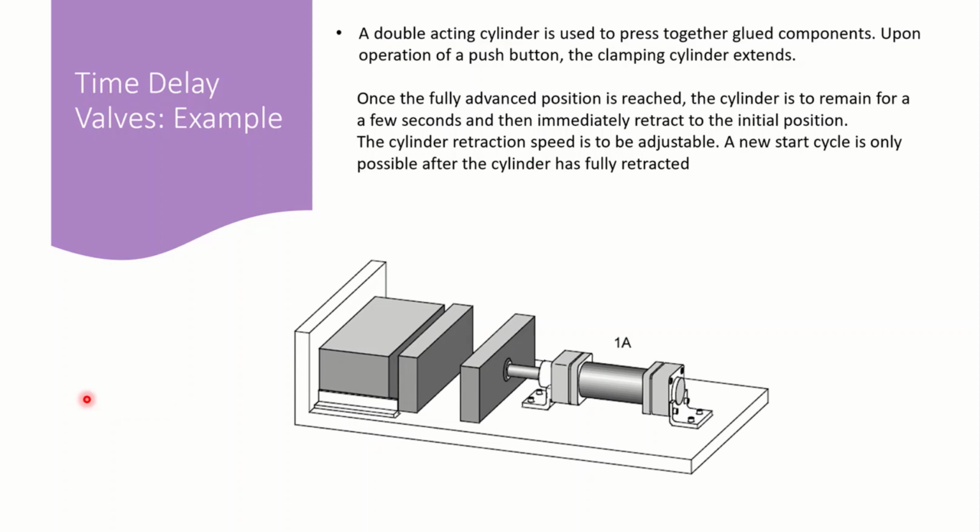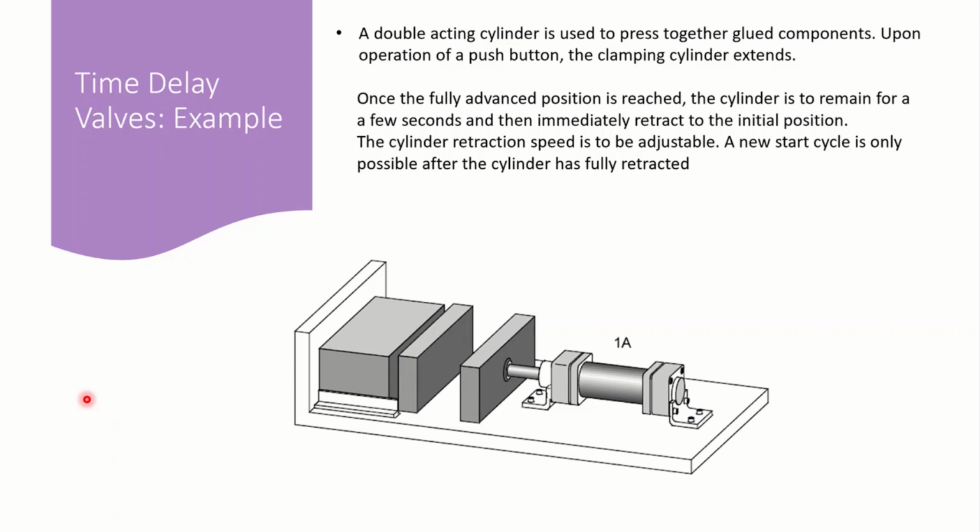And it says the cylinder retraction speed is to be adjustable. It reminds us of speed control. We need to have a throttle check valve, as we already discussed. Throttle check valve is used to control the speed, so we can put a throttle check valve and control the speed of actuation and retraction.